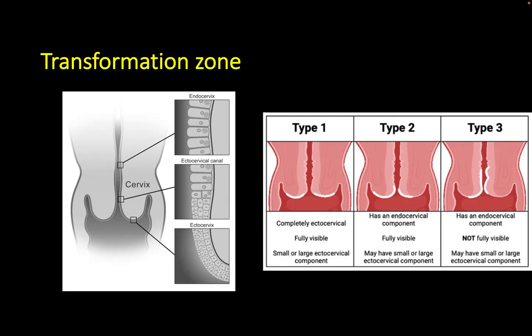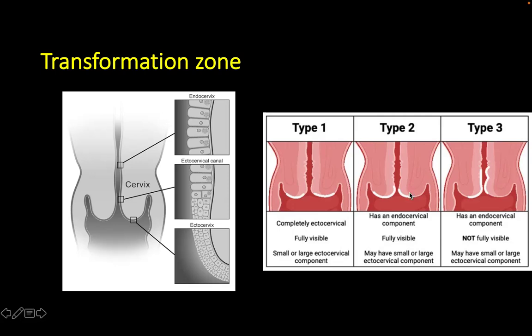Now, there are three types of transformation zones. Again, these cannot be seen by imaging. They've been described on colposcopy. Type 1 transformation zone is one which is completely ectocervical. As you can see here, this white area corresponds to the transformation zone. So this is completely in the ectocervix. It's fully visible, and it usually has a small or large ectocervical component.